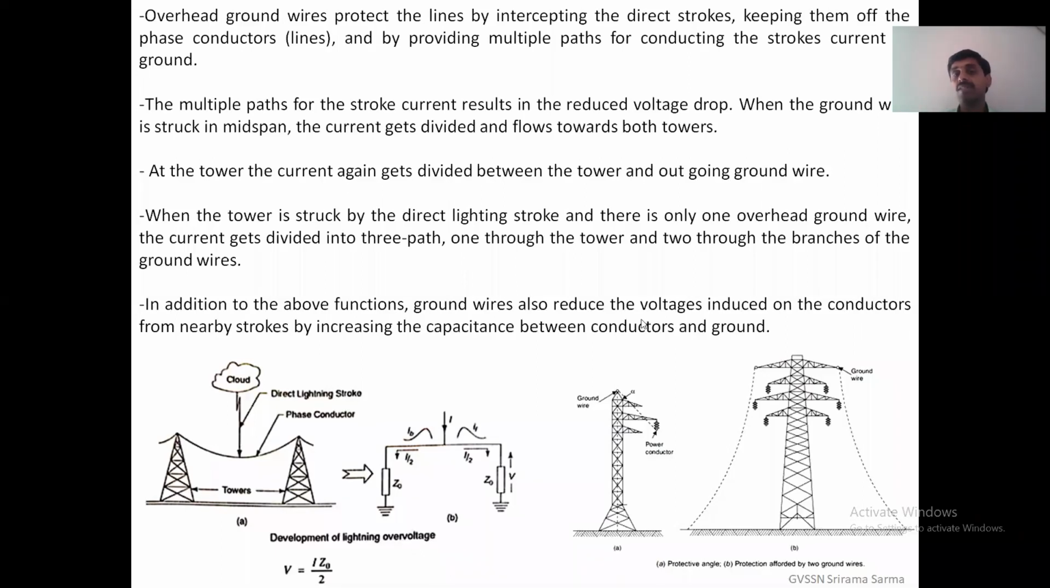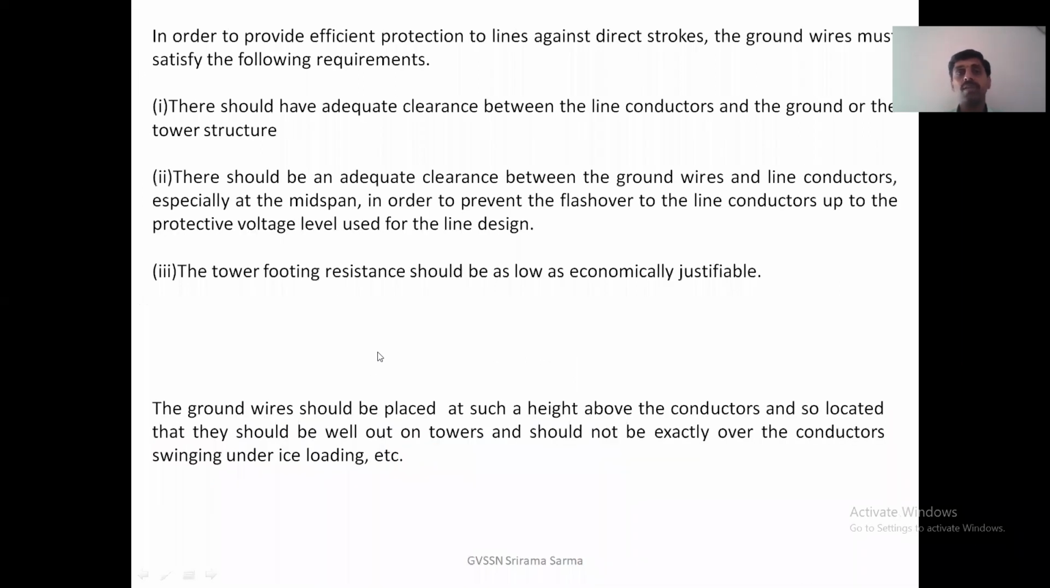What are the other functions of the ground wire? They reduce the voltages induced on the conductors from nearby strokes by increasing the capacitance between the conductors and the ground. By increasing the ground capacitance because of these ground wires, the voltage induced on the conductors will be reduced.